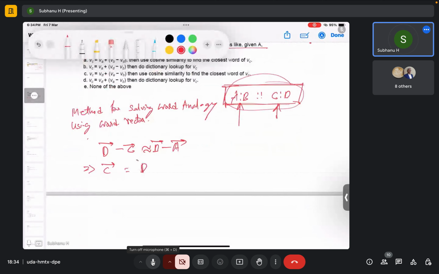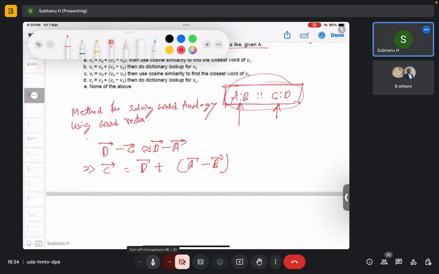That means the D vector plus A vector minus B vector. Once we compute the C vector, we need to find the most similar word to the C vector. This is done using cosine similarity, which measures how close the computed vector is to the actual word vector in the vocabulary.